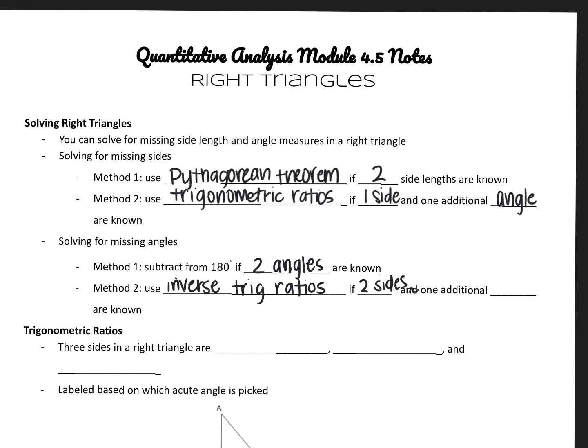So use inverse trig ratios if we know two sides and we're trying to solve for one of the angles other than the 90-degree angle in the triangle.